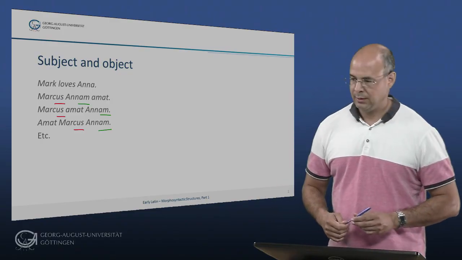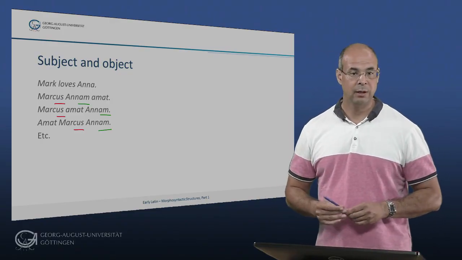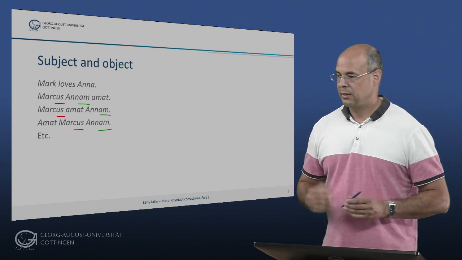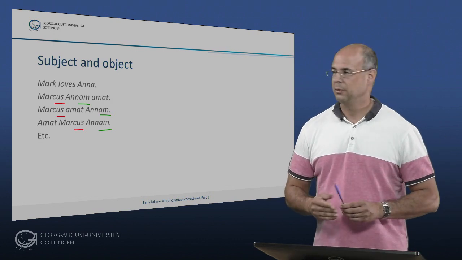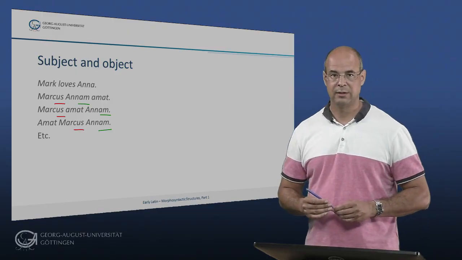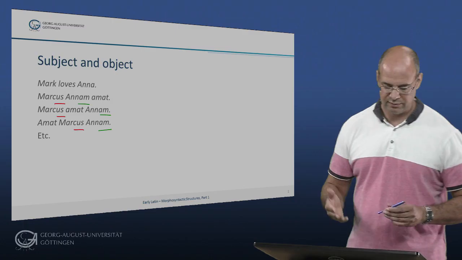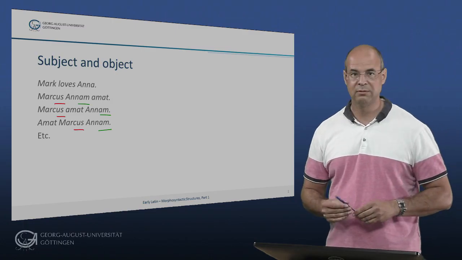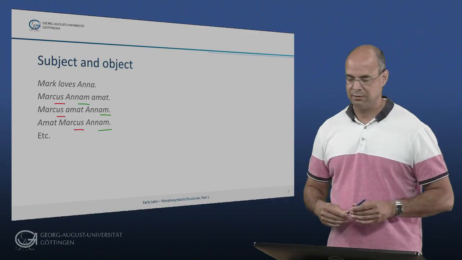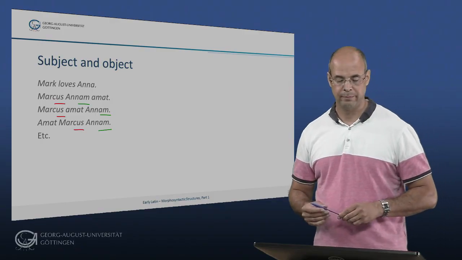So we can say Latin has a fairly flexible word order pattern, and it doesn't make sense to speak of a verb-object or an object-verb language as such. It doesn't make sense to speak of that in the classical period, and it doesn't make sense to speak of that in Plautus or Terence.